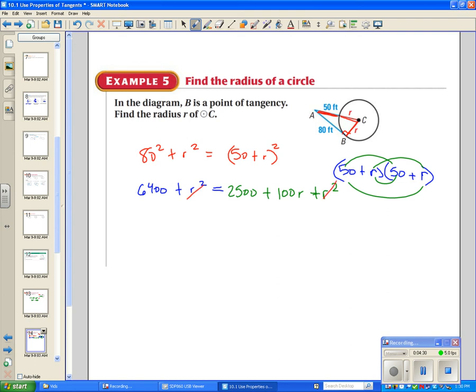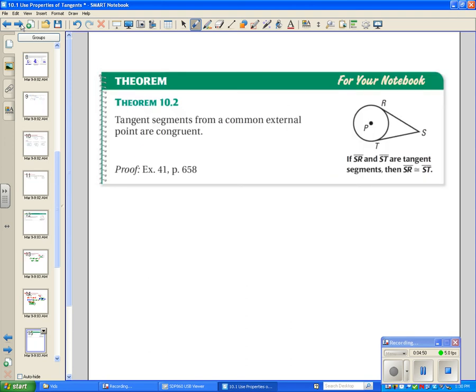Now we just have a simple linear equation where we can take 6,400 and we can subtract 2,500, and we get 3,900. And it's equal to 100R. If you divide out the 100s, then you get R is equal to 39. It's asking you to find the radius, so we're done, and we just need to write our units. Whew, that was fast. Let's go to another example.